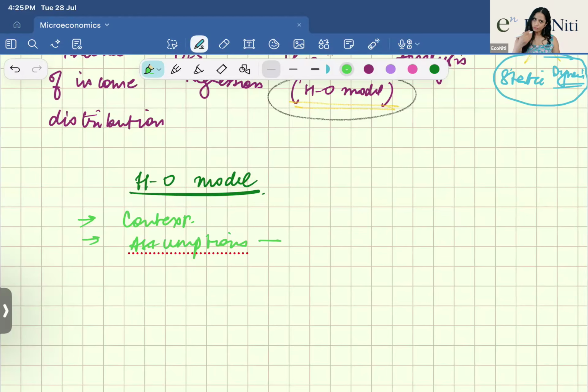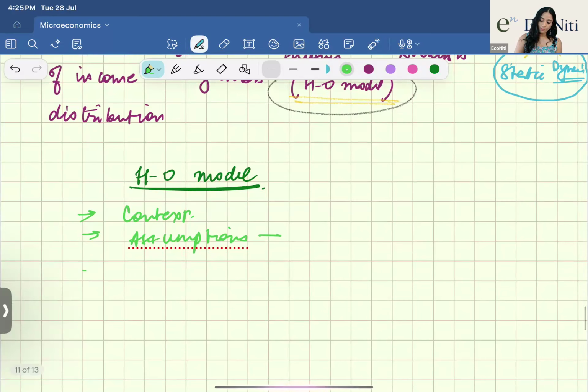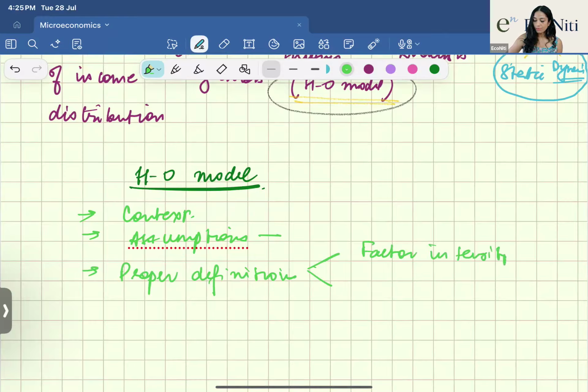All right? So you have to focus on the assumptions of this model. Then you have to focus on proper definitions, right? And there are two things whose definitions are very important. There is one which is factor intensity. This is something that is about commodities, about goods, and this is a comparison you do within a country. And the other thing is factor abundance, which is about countries, right?